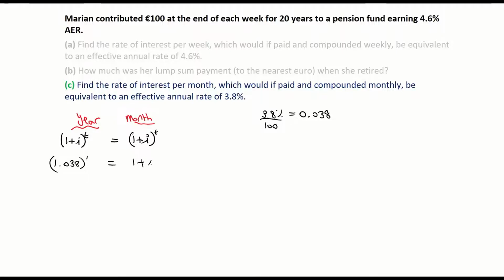is equal to my monthly rate, 1 plus i to the power of t, which is 12 for months. Okay, so 1.038 to the power of 1 remains as 1.038. In order to get rid of the 12 to make it 1, I get the 12th root, or multiply to the power of 1 over 12. And if I do it to the right, I must also do it to the left.